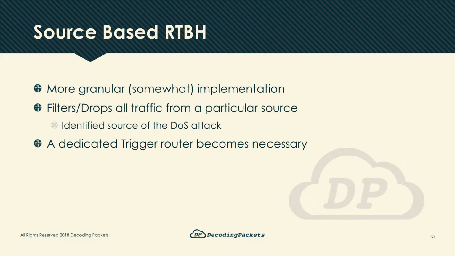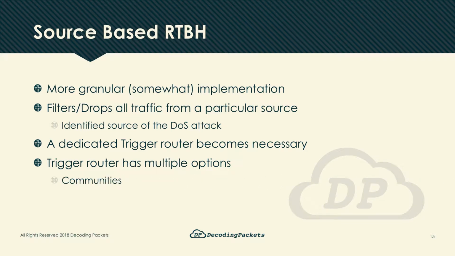The attacking IP address would not, well, hopefully in a perfect world, would not belong to the customer IP space. So would an SP actually allow a customer to originate routes that it does not own? Thus, the SP now needs to stand up a dedicated trigger router to perform RTBH route origination. When it comes to the trigger router, though, it still has those multiple options that it had in the destination-based scenario. It can use communities to signal the intent to black hole traffic, and alternatively, it can alter the next hop attribute to achieve the same result.